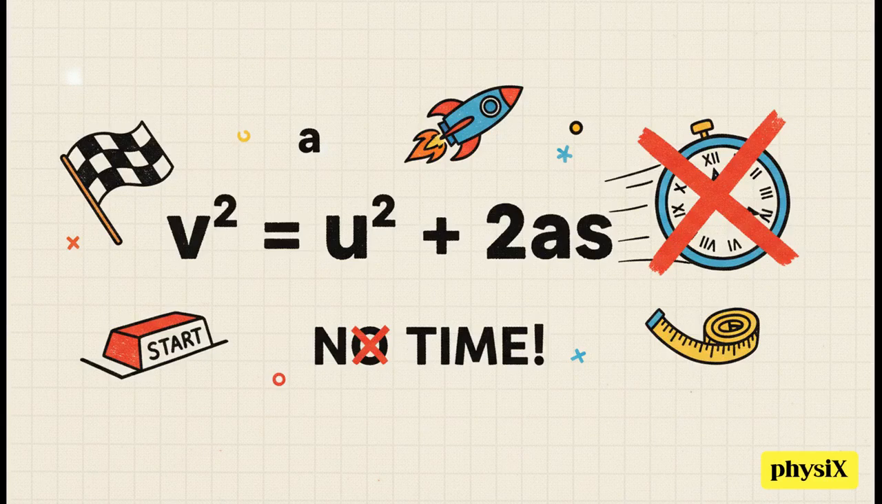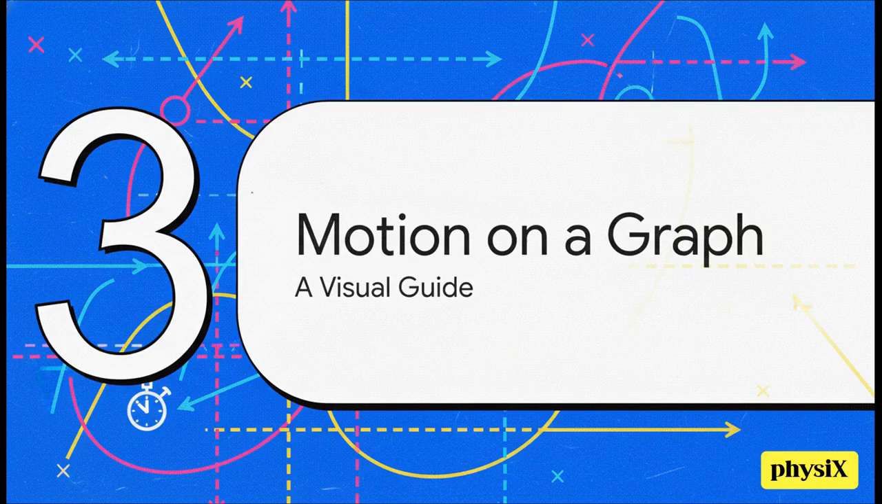This one's kind of like a secret weapon. Look closely. Notice anything missing? There's no t. There's no time. This is your go-to equation when you have no idea how long the motion took, or you just flat out don't care. Okay, so equations are one thing, but to really get a feel for this, let's see what it looks like.